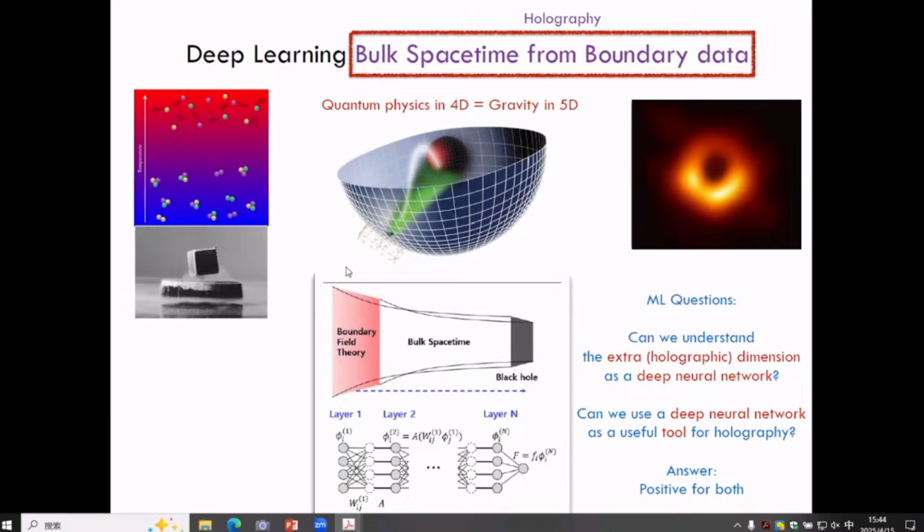And so regarding the machine learning, we can ask 2 questions here. Here is a quantum system, and there is a space here. We call this a bulk space-time. And one question is, can we understand this extra dimension? This is the field theory direction. There is an extra dimension. Can we understand this extra dimension as a deep neural network? It's a quite interesting question. Or regardless of that question, can we use a deep neural network as a useful tool for holography? It's just a technology. We have 2 questions, and I would say the answer is positive for both. Today, I'm not going to talk about the first question, but I'm going to focus on the second question.